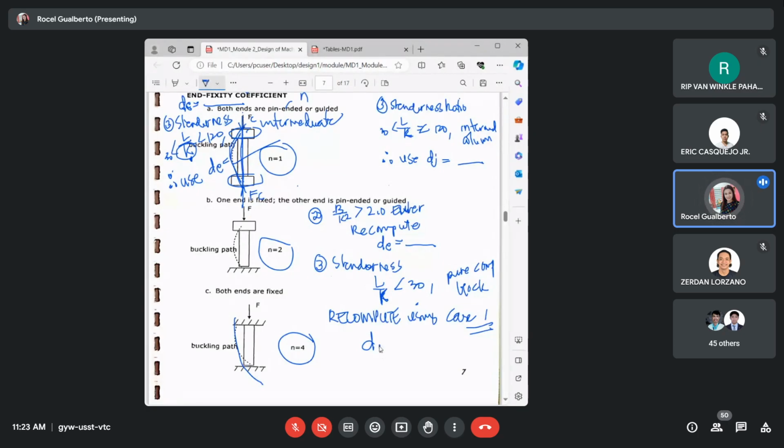Diameter considering case 1, for example. Okay? At kung ano po yung maging sagot mo doon, therefore, you use that D1 already. Hindi na po natin i-check pa. Kasi kung halimbawa pumatak po siya na greater than 120, then we'll recompute using case 3. Tapos yun na po yung ating final answer. Naintindihan po ba?